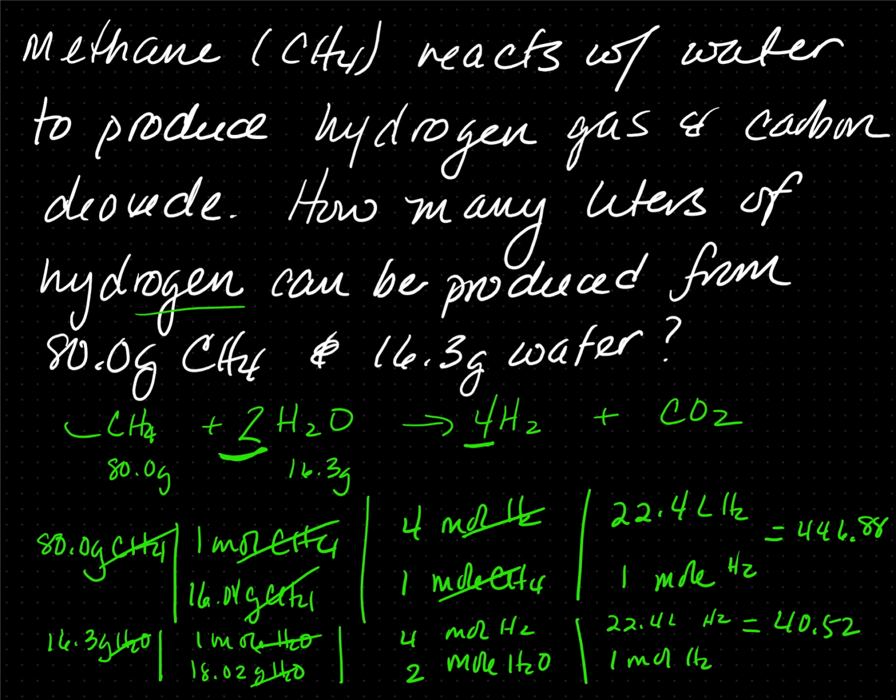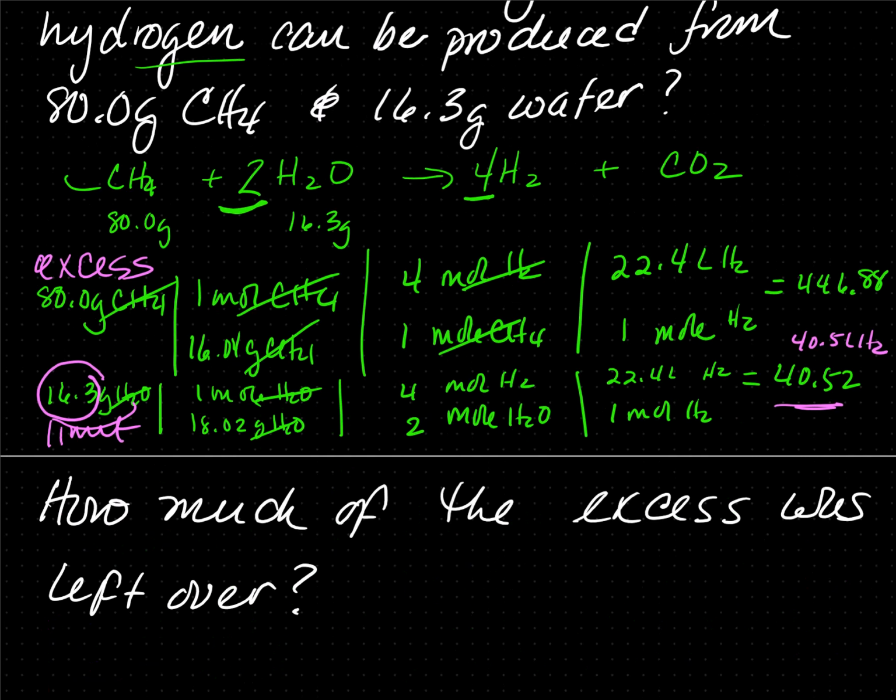40.52. So this tells me my limit is my water because it produced less, and methane is my excess. So the amount of hydrogen produced with correct sig figs, since there's 3, is going to be 40.5 liters of H2. Continuation, how much of the excess was left over? So my excess is CH4. So starting with my limit, or you could start with 40.5 liters of H2, you need to find how much of the excess is used.